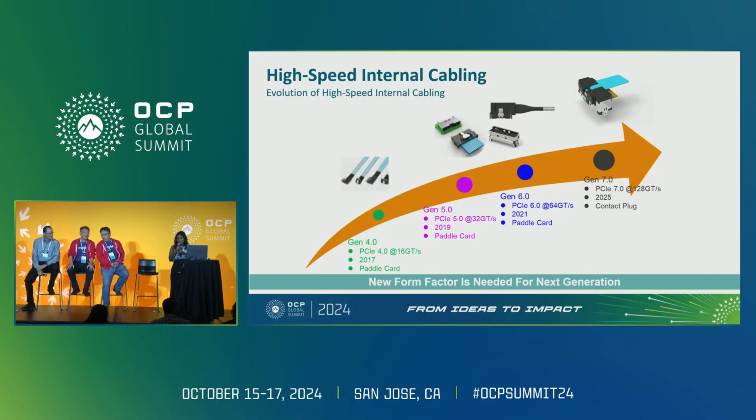Now going to Gen 7, we face new challenges. The previous generations all use a PCB-based paddle card interface. But going to Gen 7, because of the performance requirement, there is a need to go to a different interface, more like a contact plug, so that it can meet the superior crosstalk and return loss performances. So in conclusion, the evolution of internal cable solution does not mean just meeting the increased bandwidth demand, but it also means adapting to the demands of advancing technology as well.